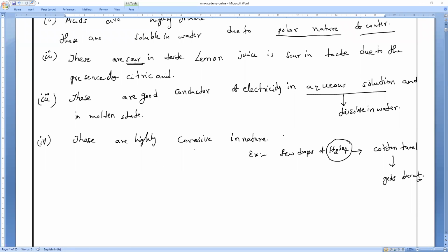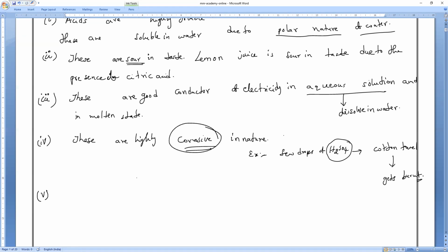That is why, have you noticed, acids we are not supposed to store in metal containers. Always acids, they will store in which containers? You might be seeing in our labs, always they will store in glass containers. Have you noticed it? Because acids won't react with glass. That is why they always store in glass containers only, because they are very highly corrosive in nature.